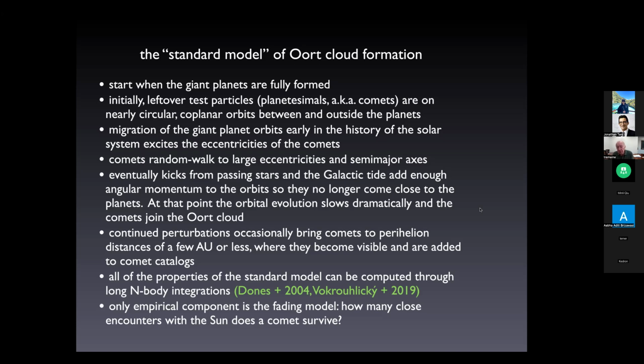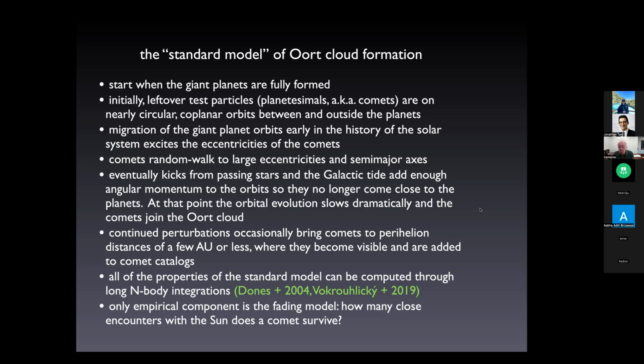Eventually, kicks from passing stars in the galactic tide exerted enough of a torque on these very elongated orbits. The perihelion grows, and it grows enough so that they no longer come close to the giant planets. At that point, they're no longer getting kicks from giant planets. The orbital evolution slows dramatically. The comets join the Oort cloud.